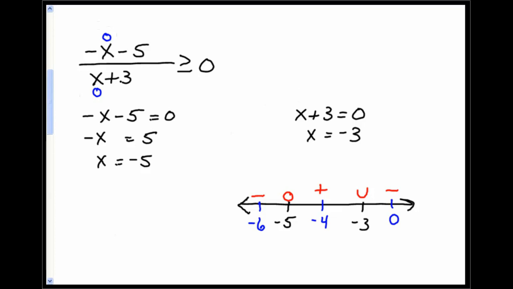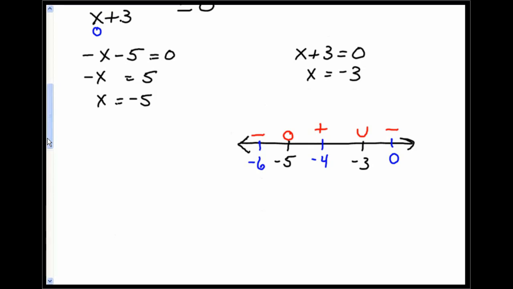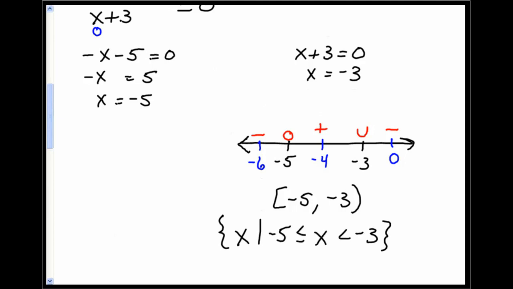So we're looking for where this expression is positive. So our interval notation will be -5 to -3, but the -3 is not included. Our set builder, all x, such that x is greater than or equal to -5, but less than -3.